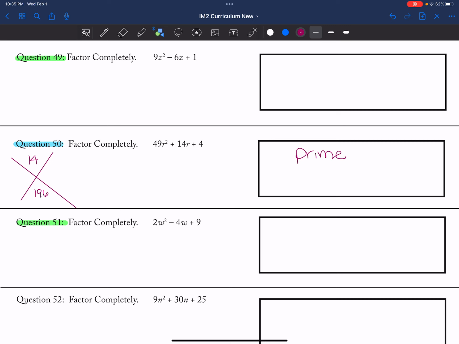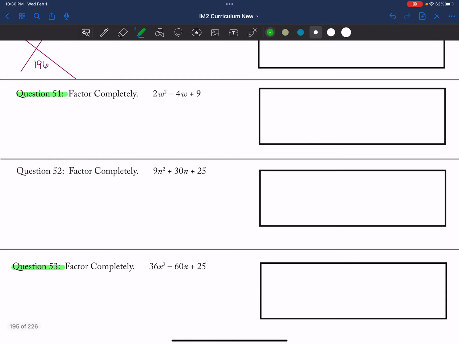And then we're going to do another one, which is negative 6 on top and 10 on the bottom. So this is prime. Why are there so many primes in a row? Okay. Negative 4 on the top and 18 on the bottom. So then the factors of 18, 1 and 18, 2 and 9, 3 and 6. So this is also prime.